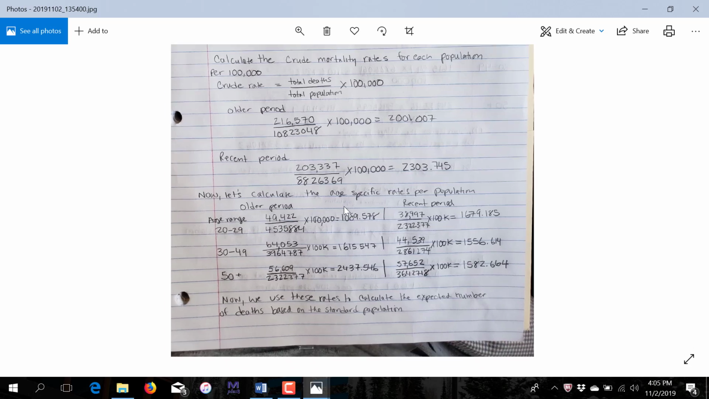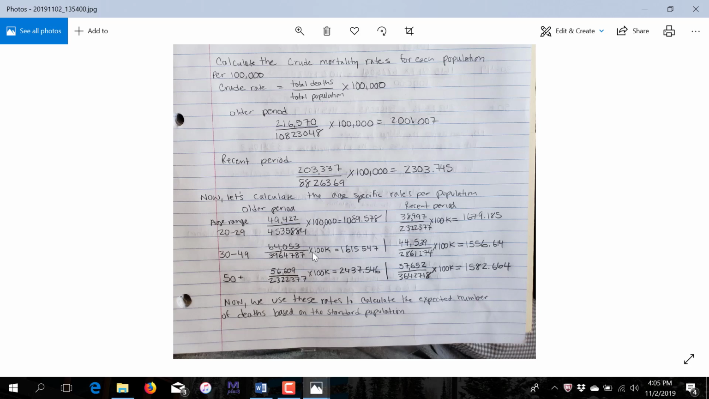So we're going to do both the older period and the recent period, although for our purposes I'm more interested in the older period. So we do this within each age range. We're going to calculate the age-specific mortality rate.